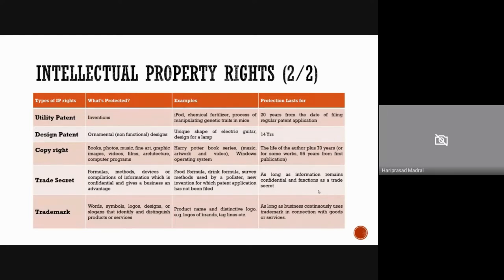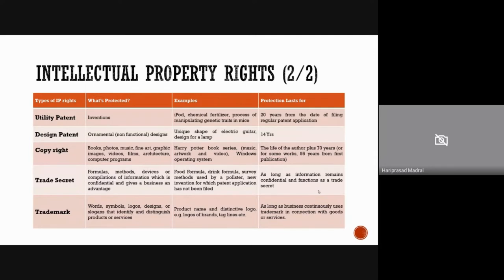So design patents are basically ornamental design patents. If you want to protect specific design features or the specific design of any ornament or any subject or any equipment, that can be protected using design patents. The unique shape and the surfaces, the design features, all those things are covered. The entire design configuration of that particular product can be protected using design patents, and it lasts for 14 years.